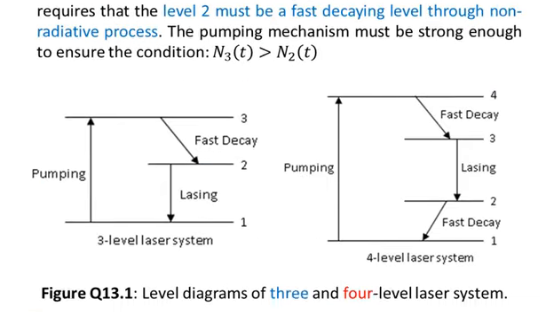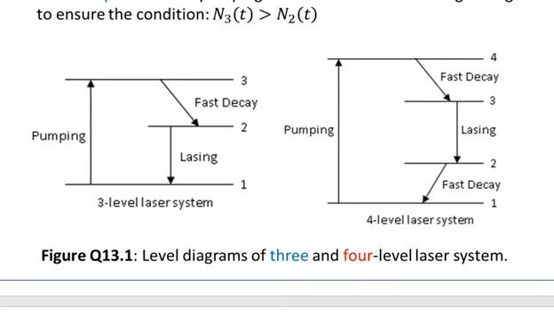So let me show you the figures. On the left hand side we have the 3-level laser system, and on the right hand side we have the 4-level laser system. And the ground level has been represented by 1 in each case. In the 3-level laser system we have 3 levels, 1, 2 and 3, and in the 4-level laser system we have 4 levels labeled as 1, 2, 3 and 4.